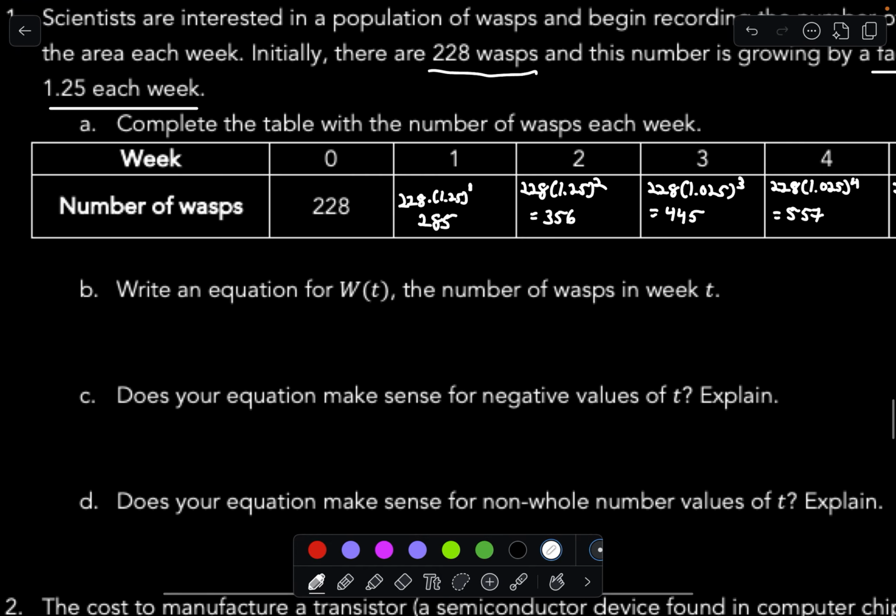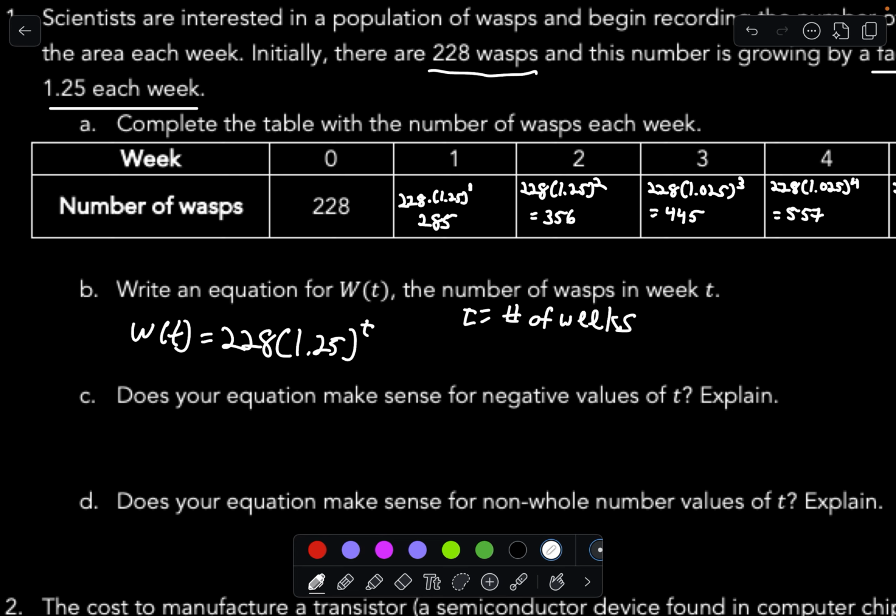It says write an equation for the number of wasps each week. So W of T is going to equal 228 times 1.25 to the T power, where T equals the number of weeks, or the week number. Does your equation make sense for negative values of T? Explain. No.